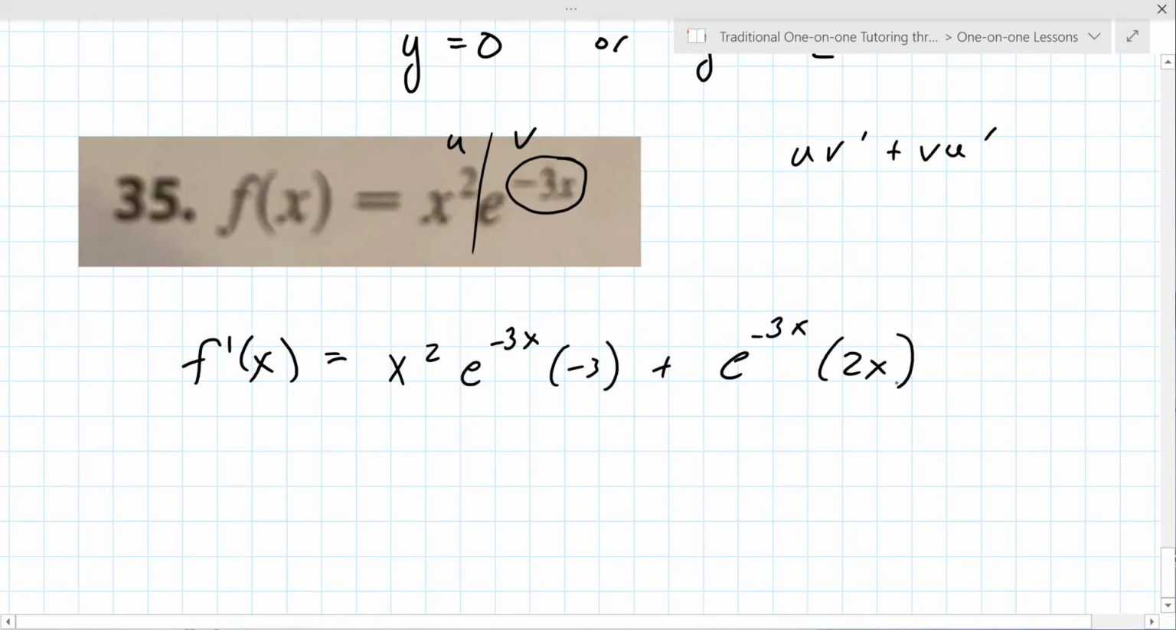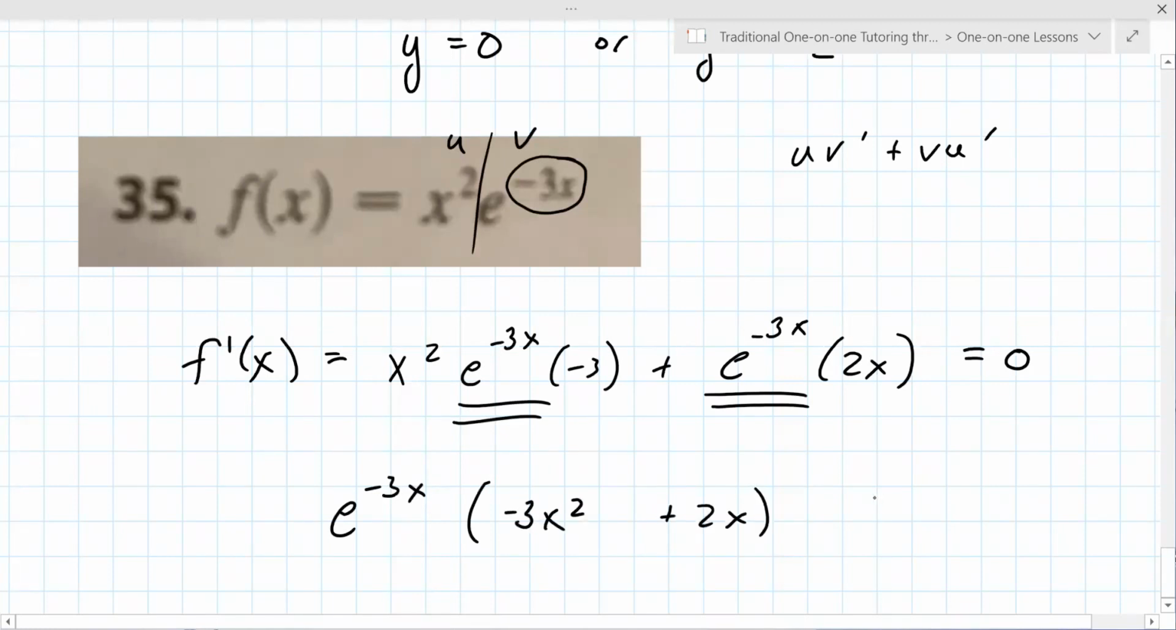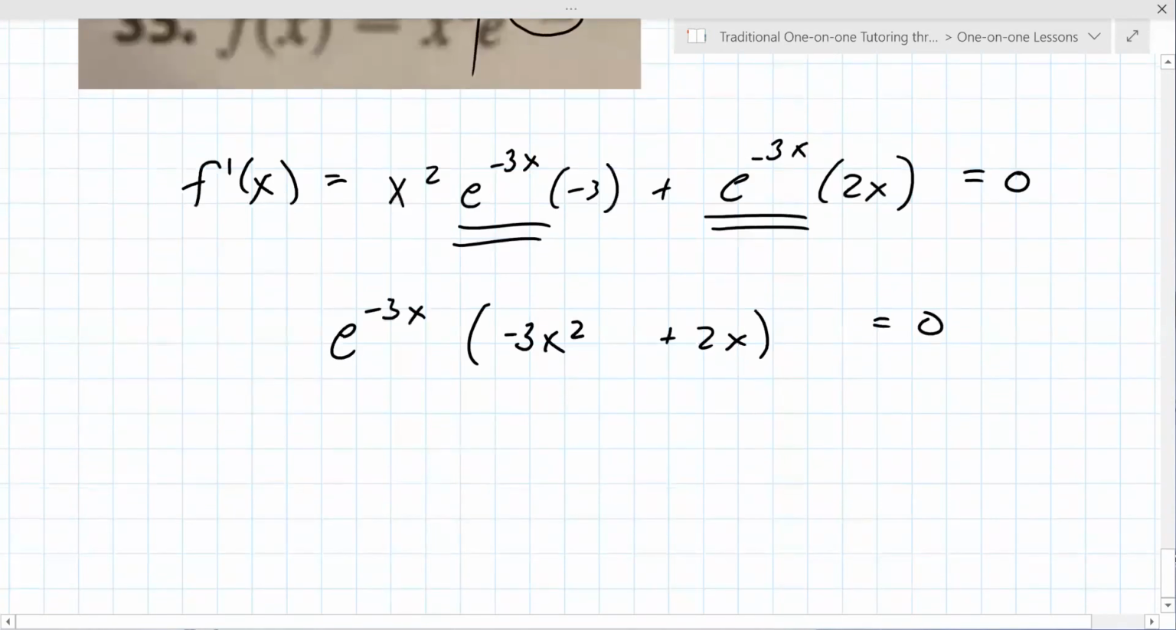Now, what is common to both? Because you're going to set this equal to 0. There's e to the minus 3x, there's a bit more, but I'll rewrite it: minus 3x squared plus 2x equals 0. Anything else common? An x in there. So it's x e to the minus 3x times the quantity minus 3x plus 2 equals 0.